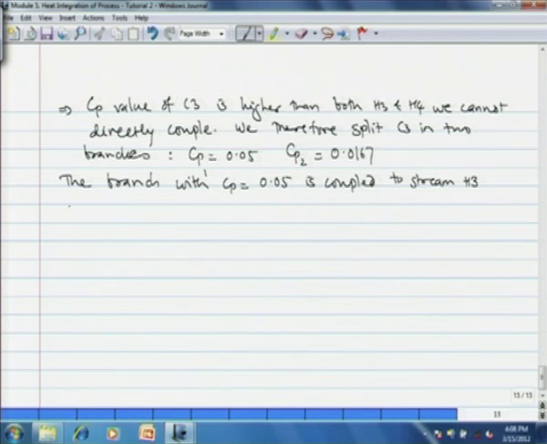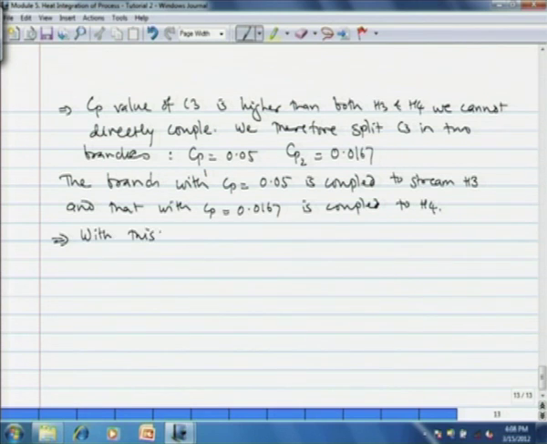and that with Cp equal to 0.0167 is coupled to H4. Now, with this coupling, the heat duty of both H3 and H4 is satisfied. So, those two streams are ticked off, and simultaneously the two branches of C3 are also ticked off. Okay. So, that point we note.